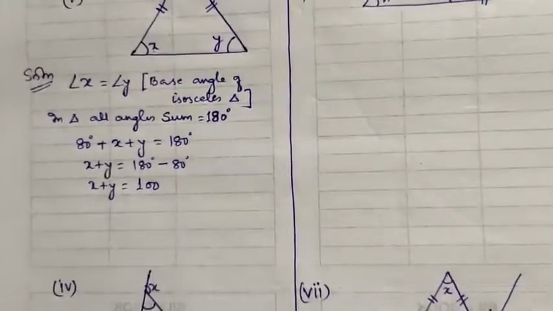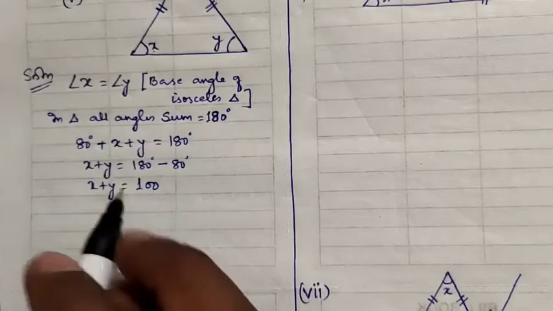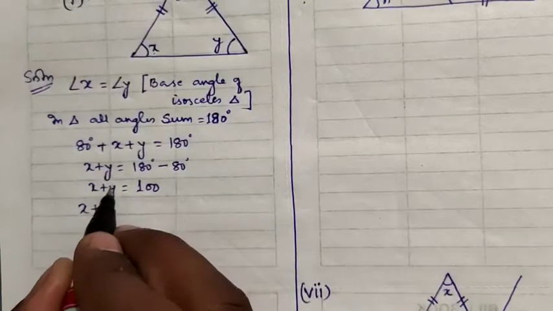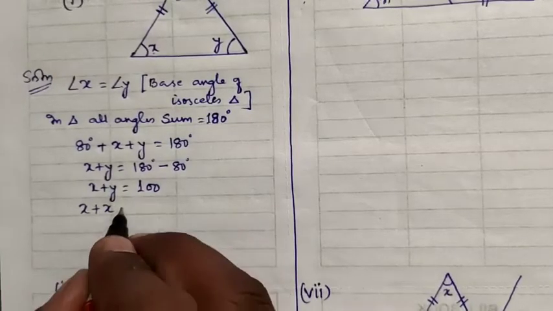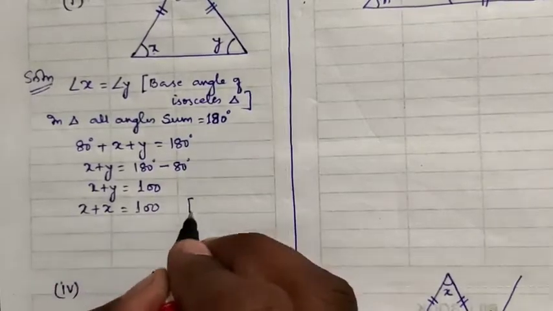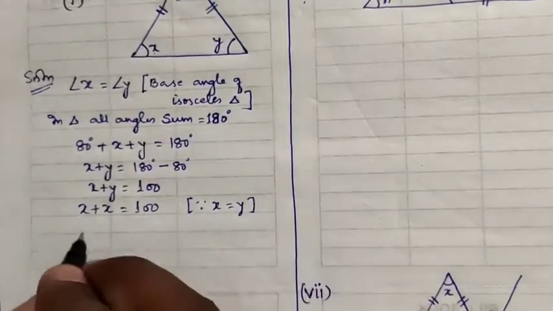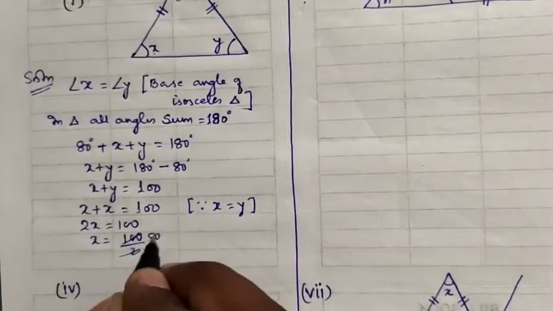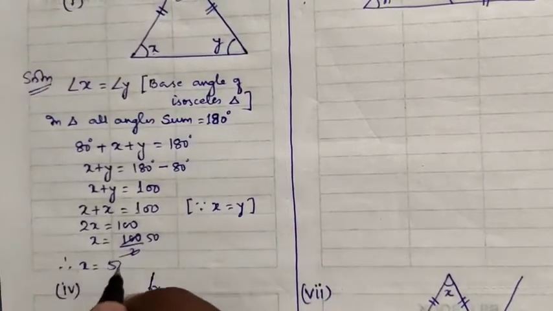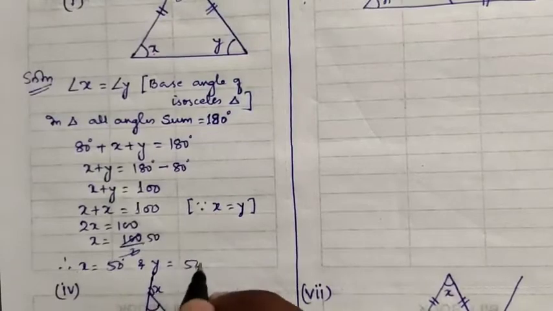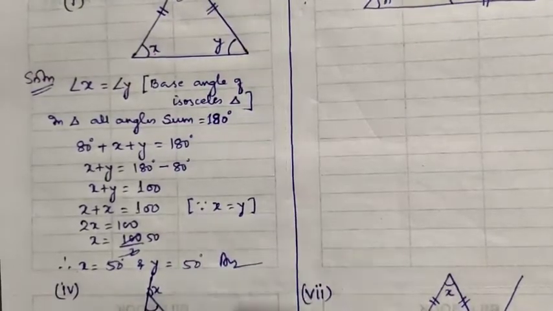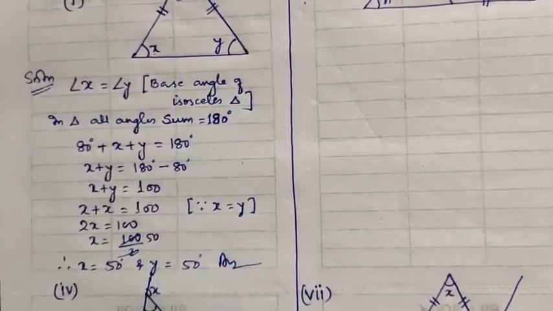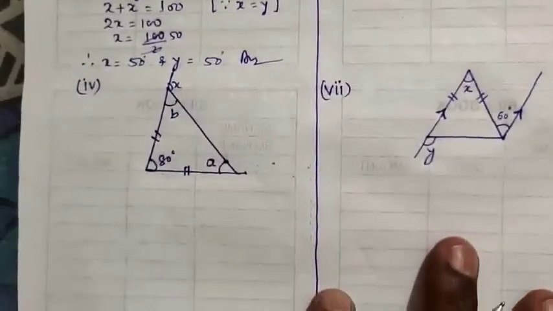Now we have to calculate the value of x as well as the value of y. We know that x and y are equal, so we can replace y by x: x plus x is equal to 100. Reason: x is equal to y. 2x is equal to 100. x is equal to 100 by 2, that is 50. Therefore x is equal to 50 degree and y is also equal to 50 degree. This is our answer. This is the concept and this was the solution, how to solve this type of question. Now next we will see question number 6.